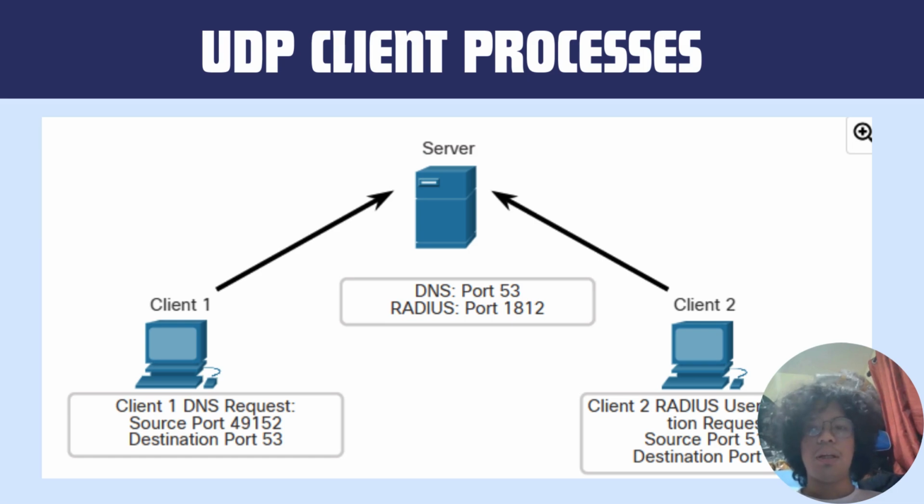In a typical UDP transaction, the client selects a random source port and sends the data to a specific destination port on the server. For example, this DNS request might originate from port 49115 and go to port 53. When the server responds, it swaps the source and destination ports. This dynamic port allows multiple clients to communicate with the same server simultaneously.